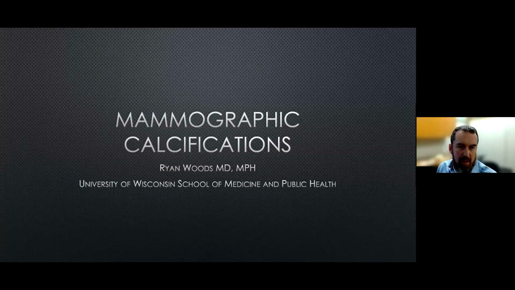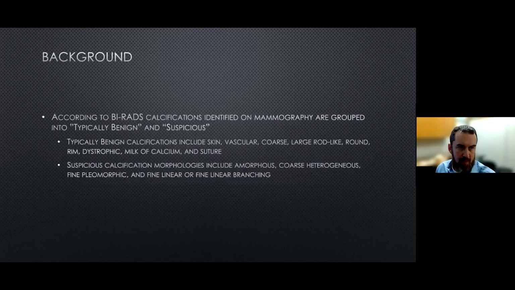Now we're going to talk about mammographic calcifications and DBT. So according to BI-RADS, calcifications identified on mammography are grouped into two large categories, typically benign and suspicious. Typically benign calcifications include skin, vascular, coarse, large rod-like, round, rim, dystrophic, milk of calcium, and suture calcifications. And these are not typically hard to identify or put into these categories.